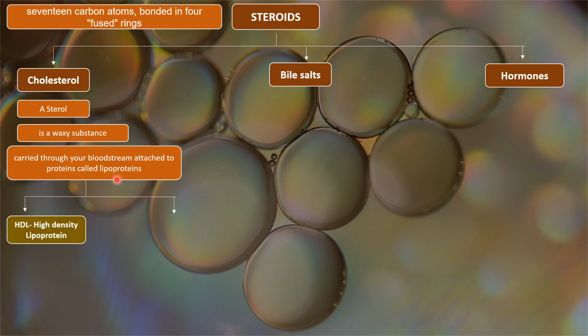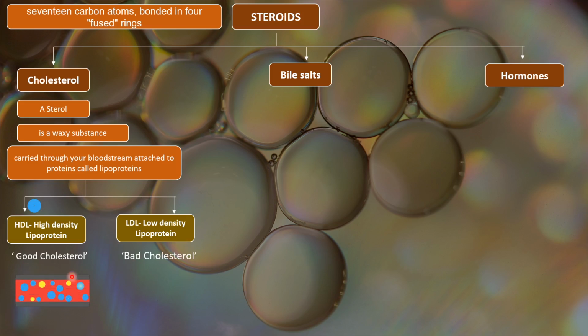Now this is a very important point. There are two types of cholesterol: HDL, high density lipoprotein, and LDL, low density lipoprotein. Right, now this HDL is often given a tag of good cholesterol and LDL is given a tag of bad cholesterol. Right, so let us understand what is good and bad in this.